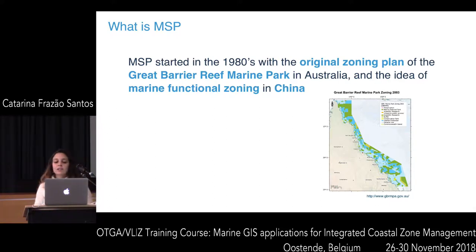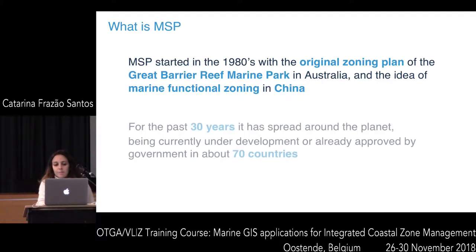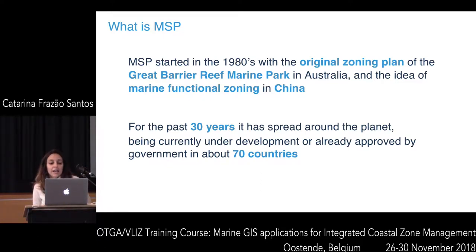Indeed, MSP started in the 1980s. Many people refer to the original zoning plan of the Great Barrier Reef Marine Park in Australia as a pioneer example of marine spatial planning. But also, the idea of marine functional zoning in China arose in 1988. So these two can be seen as two pioneer examples that started almost 40 years ago with MSP. For the last 30, 40 years, MSP has spread around the world, and it's currently under development or already approved and implemented in about 70 countries.